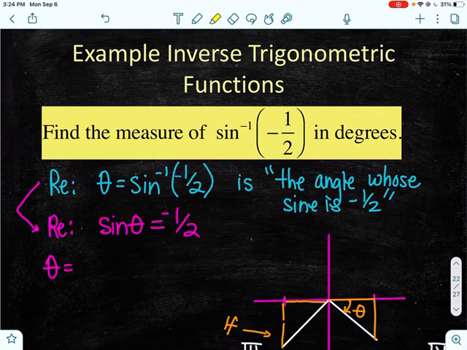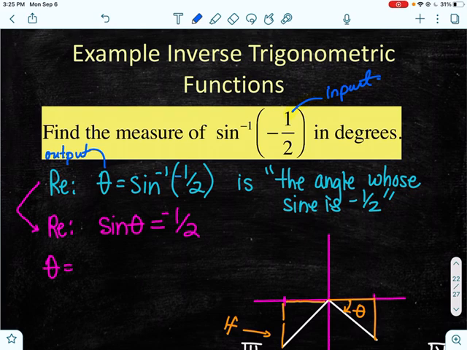In this particular case, when you see this notation, theta, remember that theta is equal to sine inverse of -1/2, because inverse trig functions are angles. They produce angles as outputs, where your input is the ratio. This input is the ratio. And then the output, this is the output, is going to be an angle.